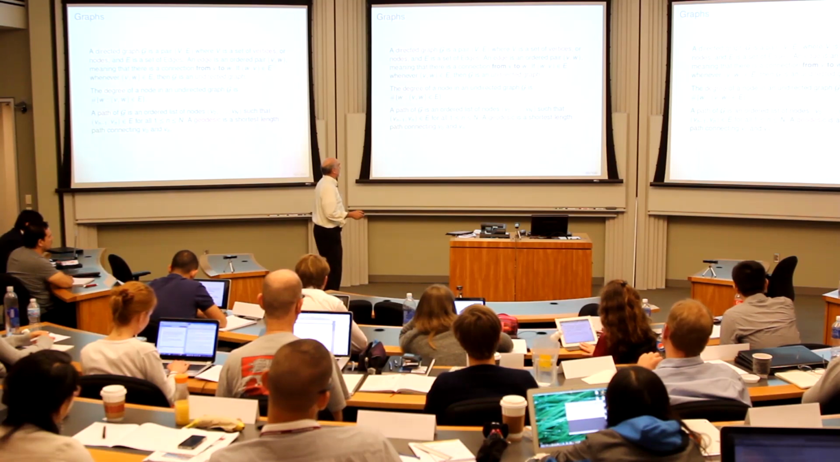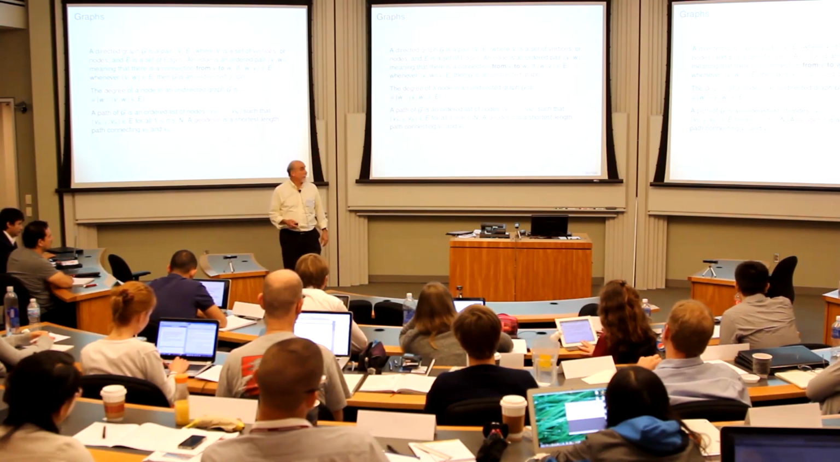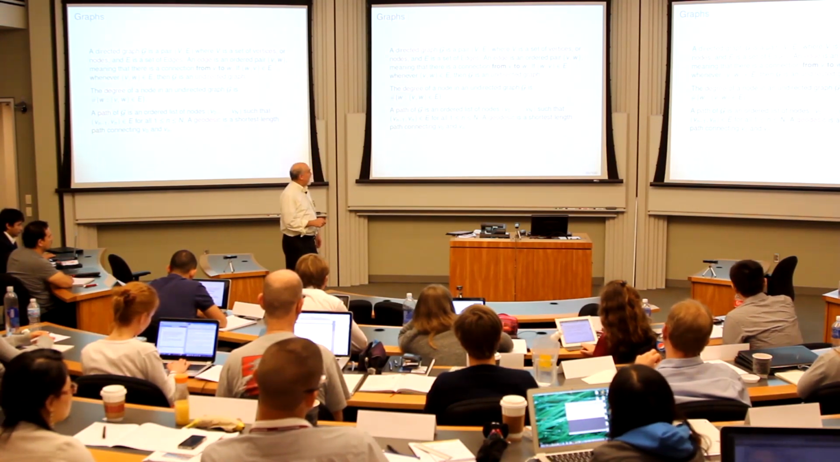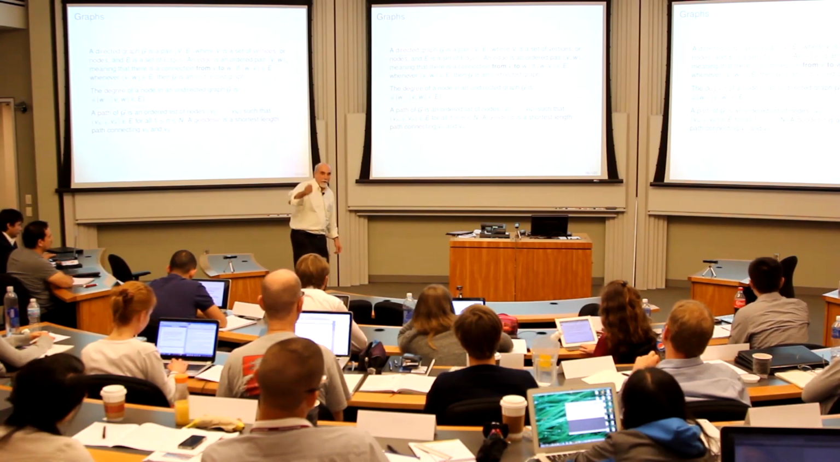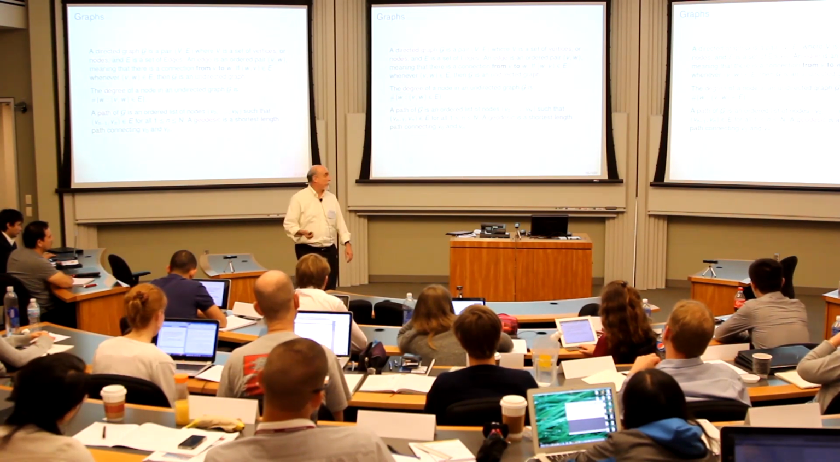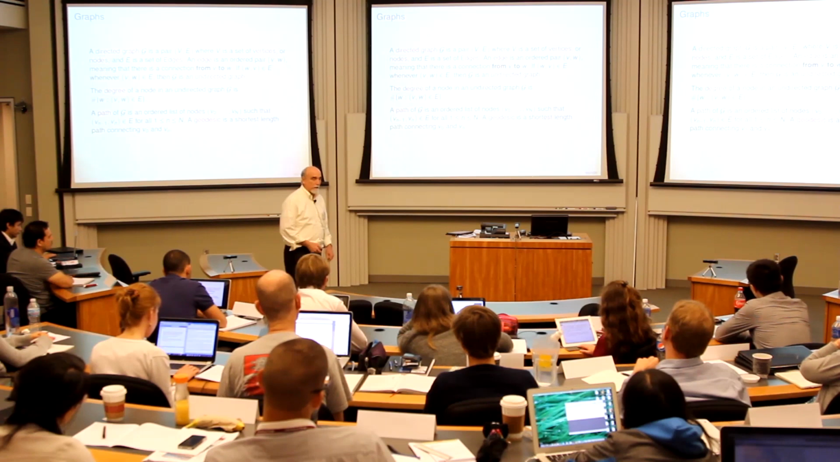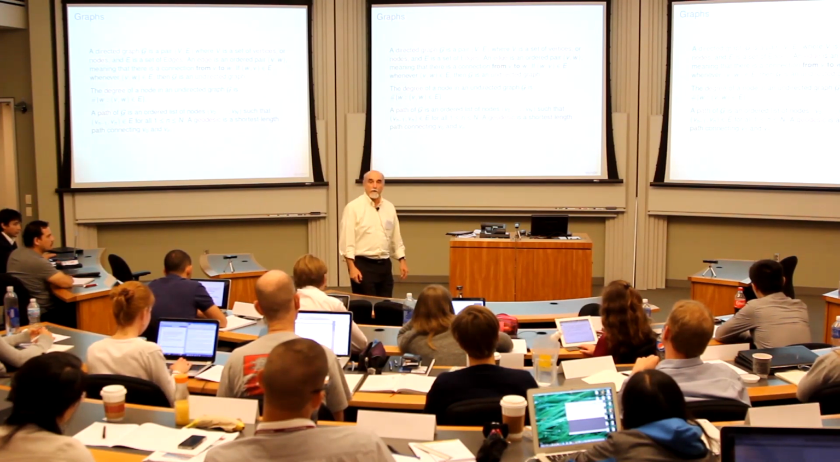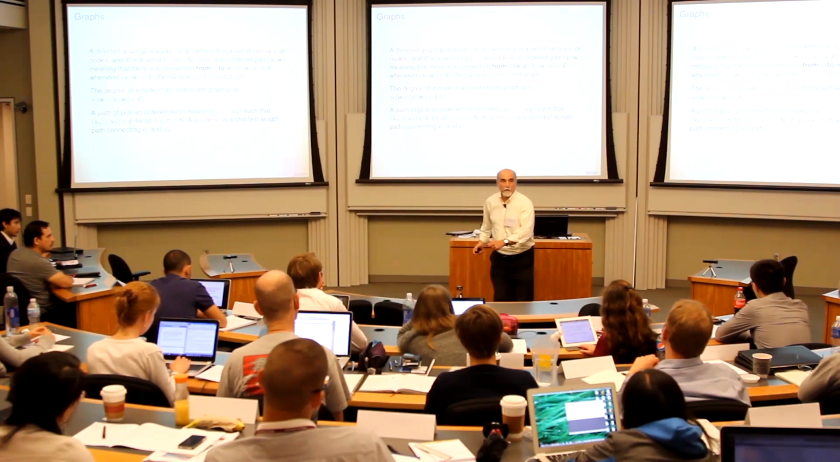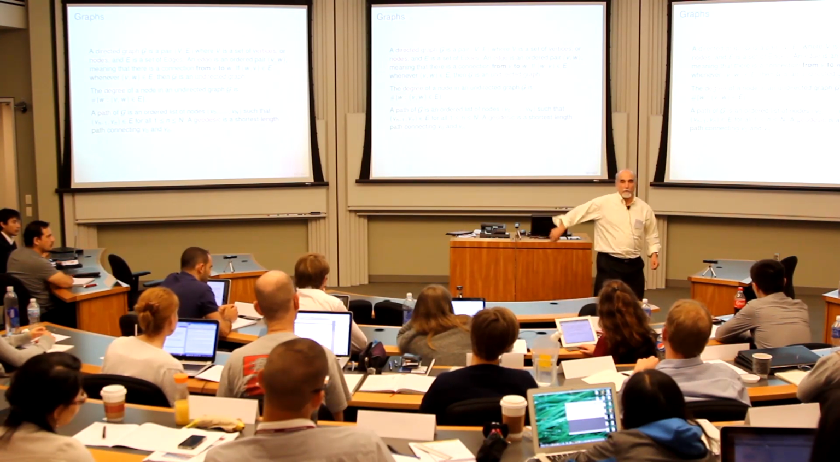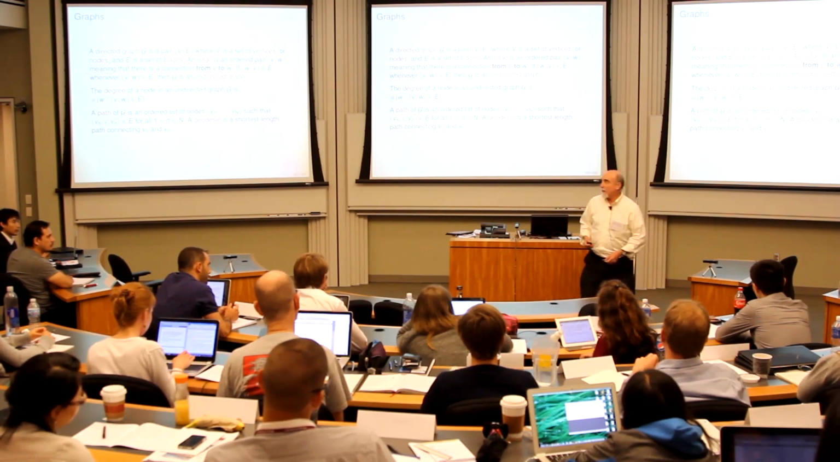A path is an ordered list of nodes such that each pair in succession is connected by an edge. So you can imagine starting at node V0, traversing to node V1, traversing to node V2, and so on down to the end. And that's called a path. That's obvious, right?